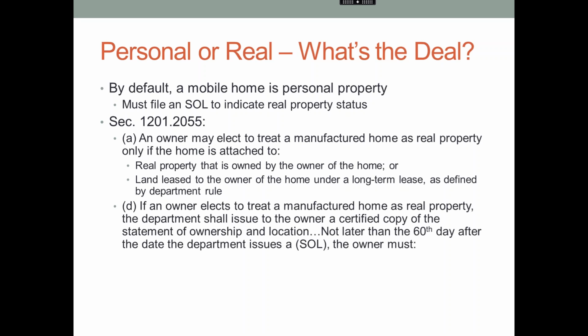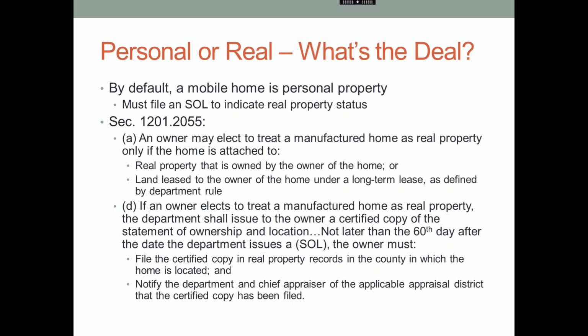Now, if an owner elects to treat the manufactured home as real property, then what happens is the department, meaning the manufactured housing department through TDHCA, issues a statement of ownership and location, which basically says, okay, we understand that you want to convert the property from personal to real property. And then after they actually issue this SOL, they have to go file the certified copy of this SOL in the real property records. And they need to make sure that they notify the appraisal district that the certified copy has been filed.